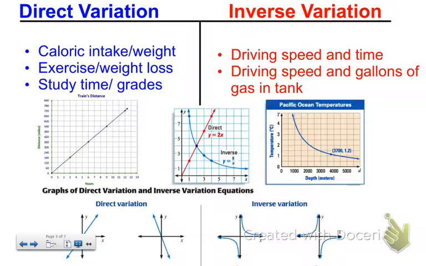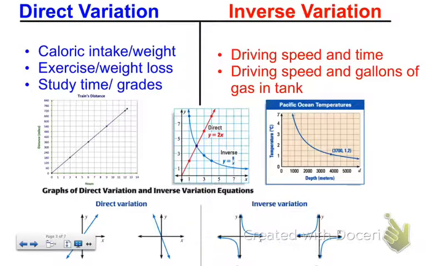To give you some more examples of direct variation, for example, your caloric intake versus weight. The more you're taking in, the greater your weight. The more exercise you do, the greater your weight loss. So the amount you exercise is increasing and the amount of weight you've lost is increasing. Also, study time and grades: the more time you spend studying, the higher your GPA.